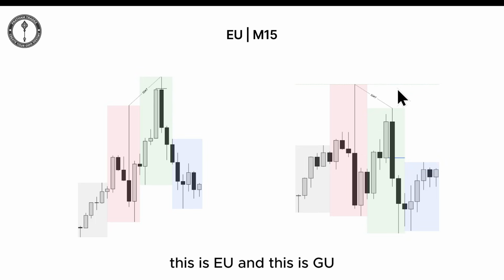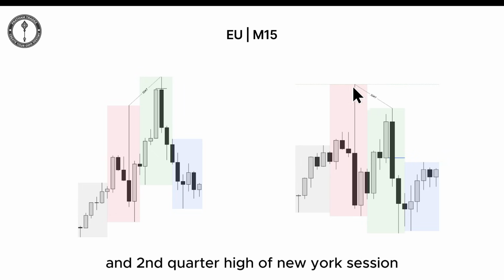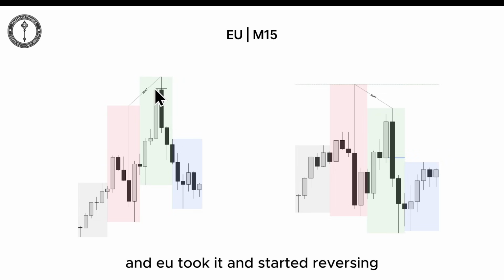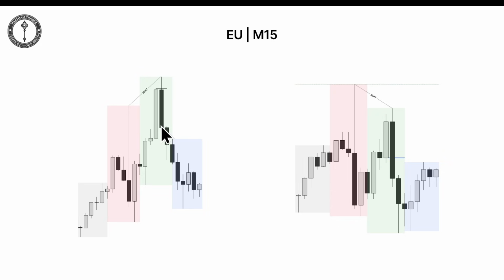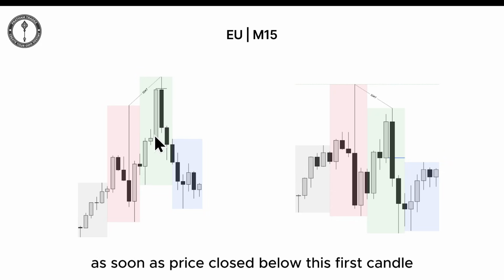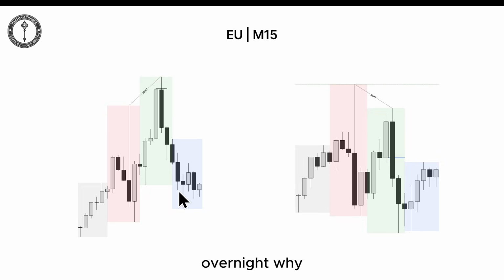This is EU and this is GU. GU failed to take out the news data high and second quarter high of New York session, and EU took it and started reversing, closed below this M15 candle high, and the third candle started expanding as soon as price closed below this first candle. I executed inside this candle and held all the way overnight.